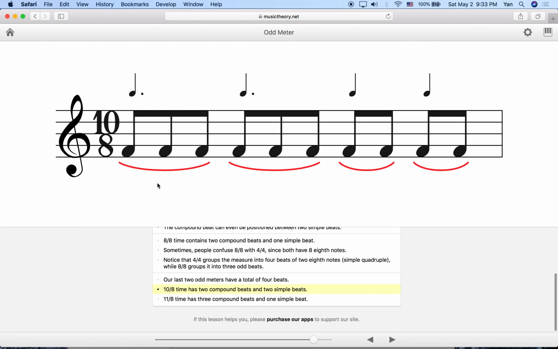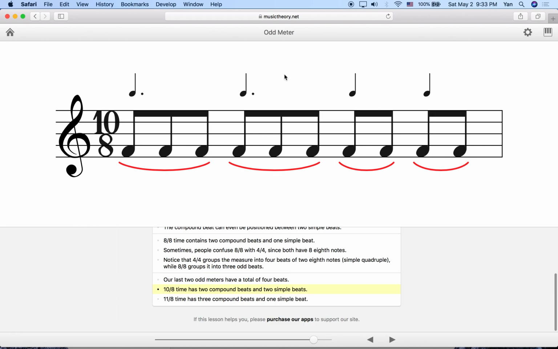Let's start with 10/8. So 10/8 is going to be, in this case, in this grouping, 3/8 notes. That's the first beat, so it's a compound beat. Another 3/8 notes, another compound beat. This is beat number 2, and then beat 3 is simple. It's a simple beat, 2/8 notes, and the final beat, which is this final quarter note, is 2/8 notes.